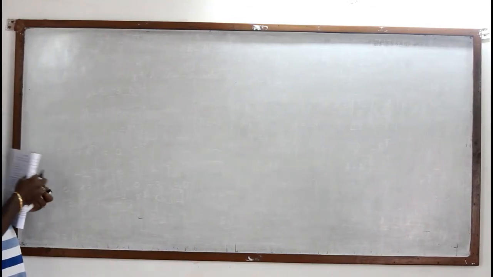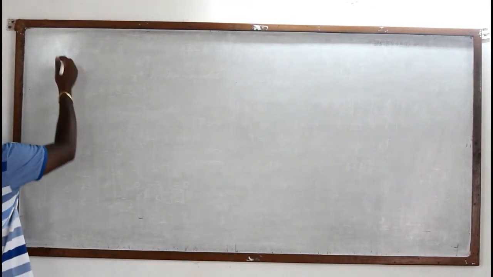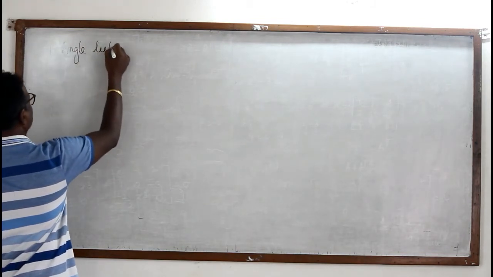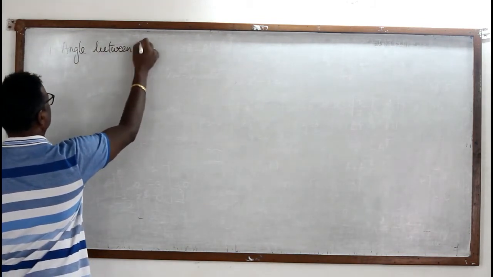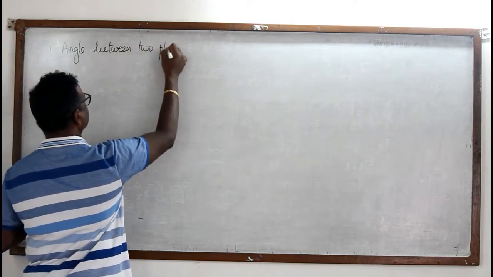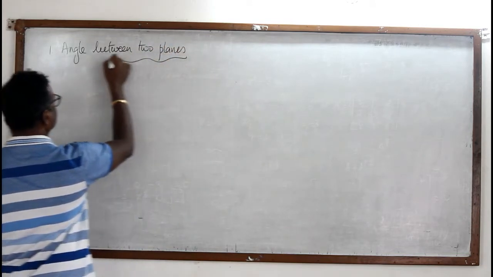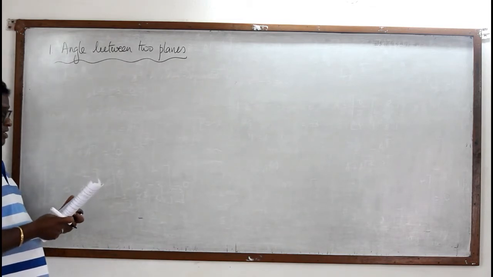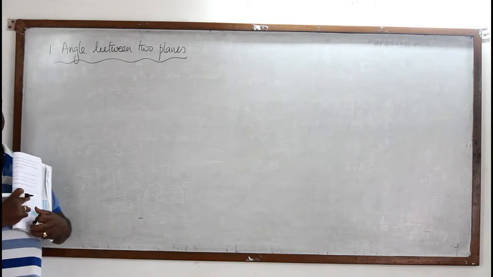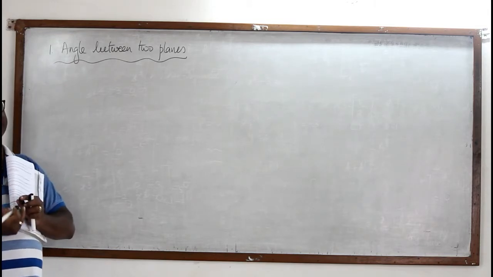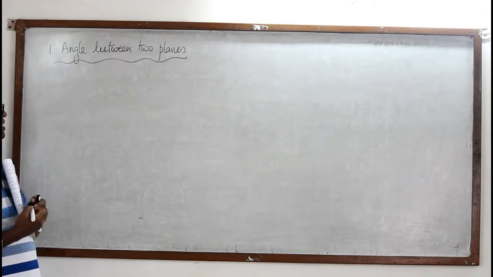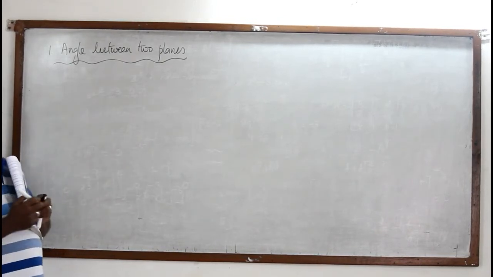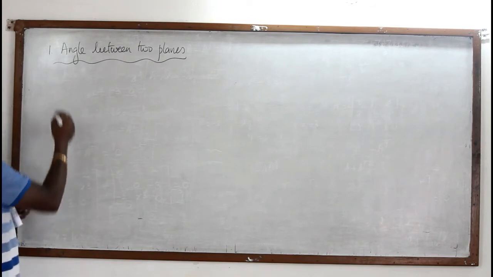Today we shall see something about planes. First topic, how to find the angle between two planes. We have studied planes, the equation of planes, and the intersection plane containing two straight lines. Next, we shall study something more about planes. First we shall see how to find the angle between two planes.